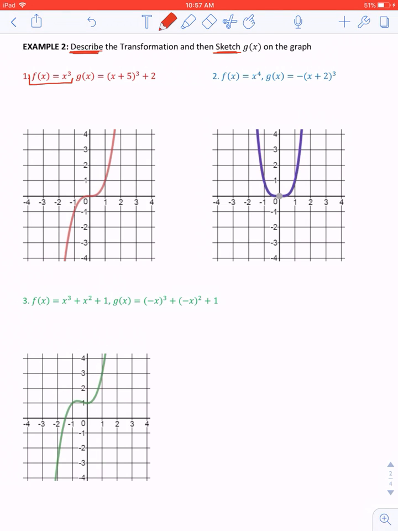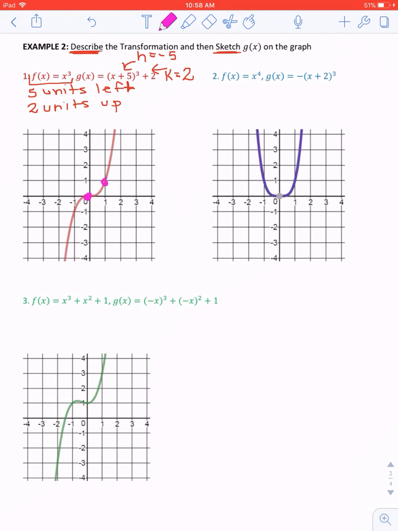So, on my graph I have x cubed graphed for me, and I want to describe and sketch the g of x. So, I look and I see 2 different things happening here. I see an addition of 5 and an addition of 2. That 5 is in my h position. Since it's with my x, it's not what I think, so I actually have an h value of -5. That 2 is in the k position. It is outside parentheses, so it broke up with the x and is true to itself. So this function, g of x, needs to move 5 units left and 2 units up.